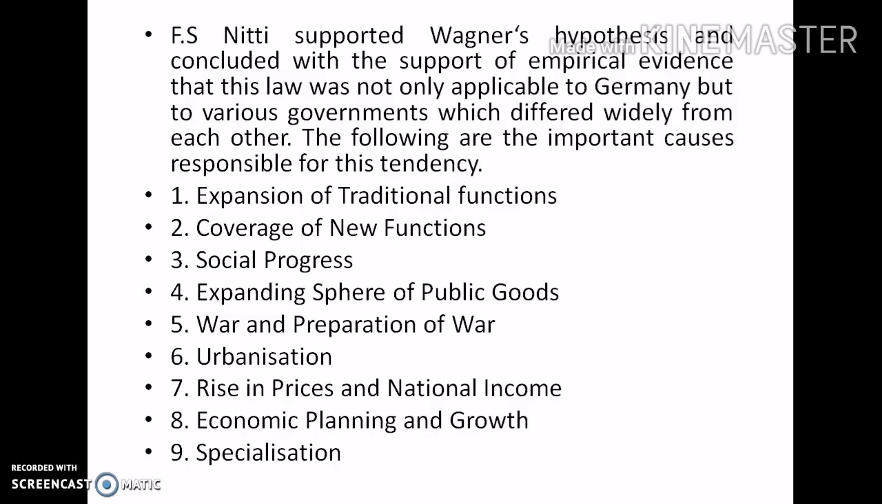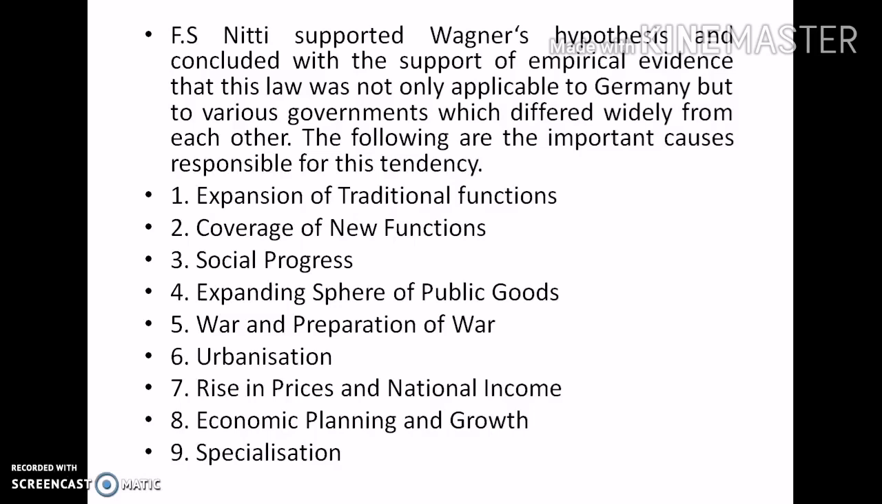Expansion of traditional functions. Traditional functions mainly include defense, administration of justice, maintenance of law and order, and provision for social overheads. The coverage and variety of such functions have gradually increased. Defense expenditure has expanded rapidly because of a change in military arts and sciences. In modern times, military activities have become sophisticated.